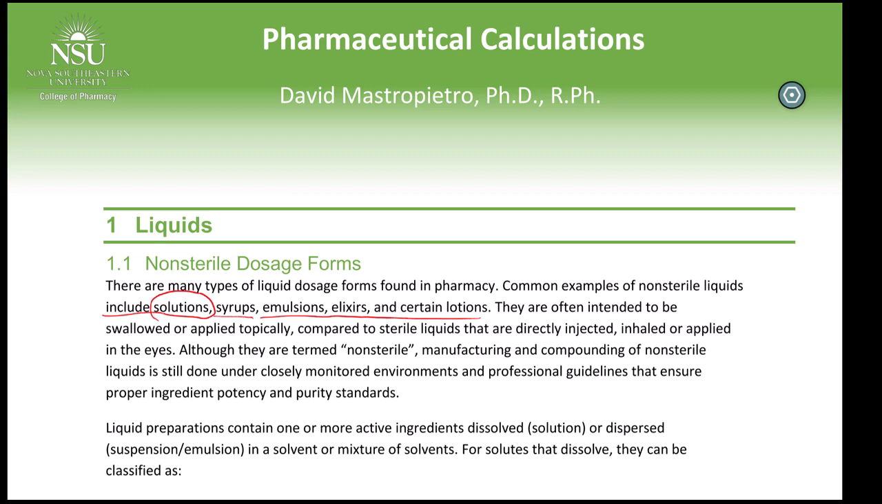Now, don't get confused by the term non-sterile. There still are products that are not contaminated, but when we use the term sterile products, we're talking about things that are injected, inhaled, or put into the eyes and sometimes the ears. So if you're going to inject somebody with something, you want to make sure that it is sterile. If you put something on their skin, it doesn't necessarily have to be sterile, but the environment in which it's made is still regulated.